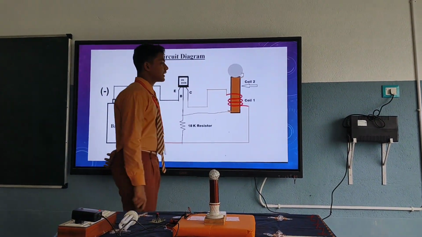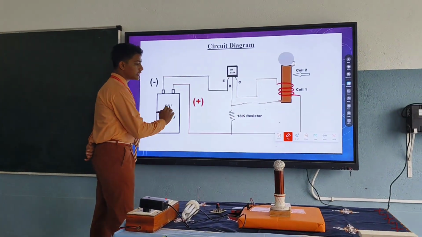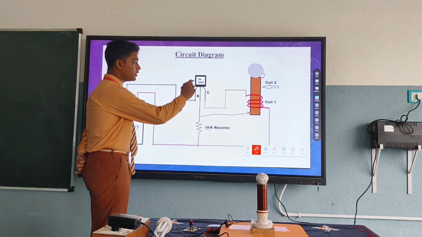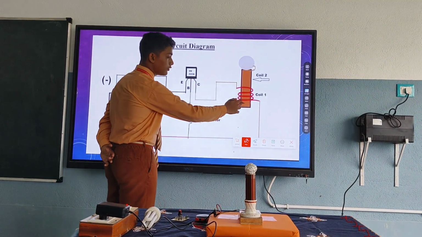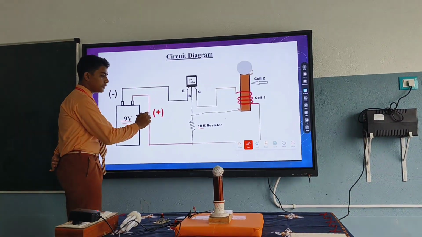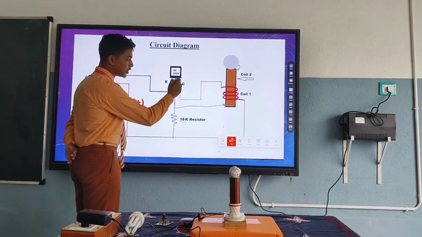So this is a typical circuit diagram of this Tesla coil. So here we have a 9 volt battery which is connected in two ways through an 18 kilo ohm resistor which goes to the 2N2222A transistor, and another goes to the coil 1, which is the primary coil. So what happens is that first current from the positive terminal flows to the 18 kilo ohm resistor and it connects to the base of the transistor.